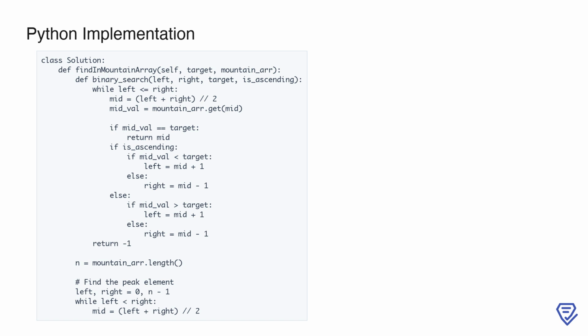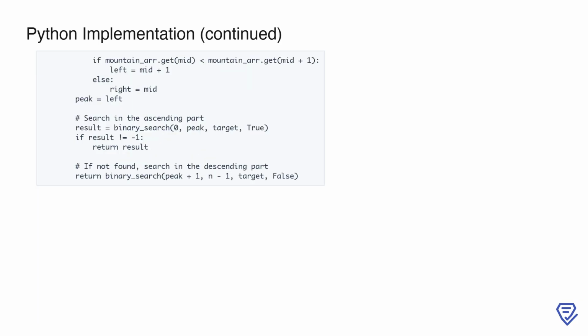After defining the binary search, we calculate the length of the mountain array and initialize the boundaries left and right to encompass the entire array. We then enter a loop to identify the peak of the mountain array. The peak is the index where the array value switches from increasing to decreasing. To locate this peak, we calculate the middle index and compare its value to the next element.